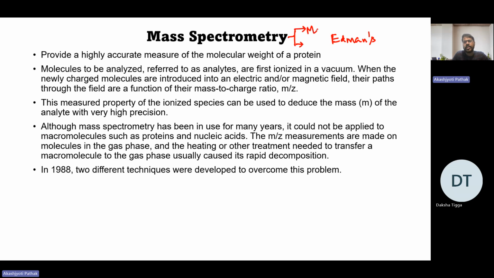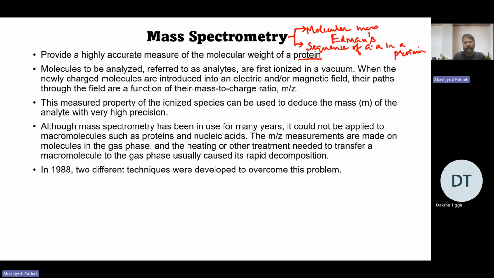It can provide two pieces of information. One is the molecular mass or molecular weight of a protein, and the other is the sequence of amino acids in a protein. Mass spectrometry provides a highly accurate measure of the molecular weight of a protein.